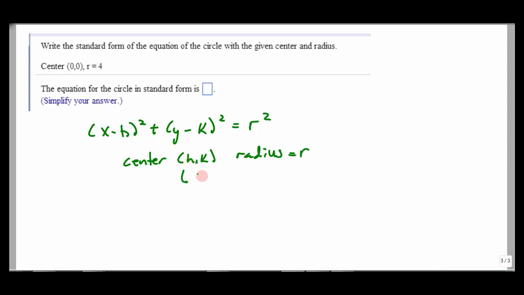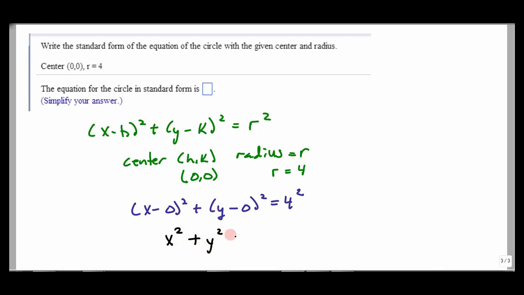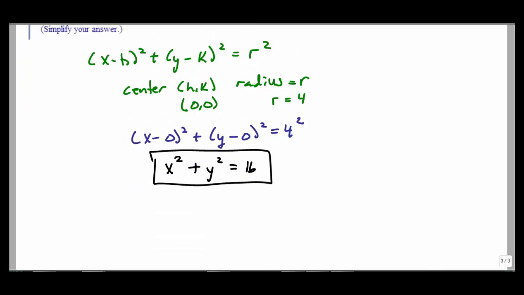We know that our center is (0, 0) from this problem, and we know that our radius is equal to 4. So what we would write is x minus 0 quantity squared plus y minus 0 quantity squared equals 4 squared. But in MyMathLab, it says simplify your answer. So x minus 0 is just x, so this is going to be x squared. Y minus 0 is just y, so this would be y squared. And of course, 4 squared is 16. So this is the standard form of the equation of that circle in simplified form. If it says to simplify, you need to make sure that you are thinking about simplifying that.